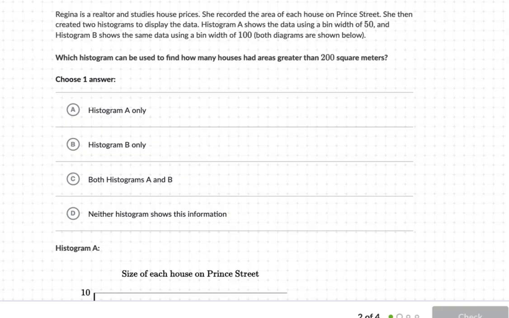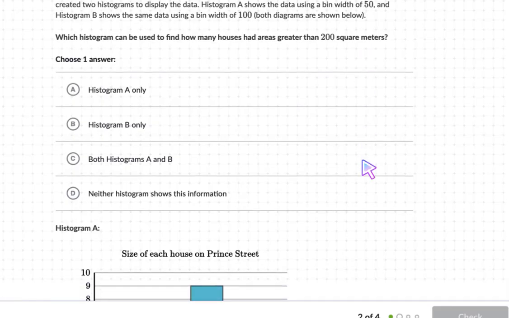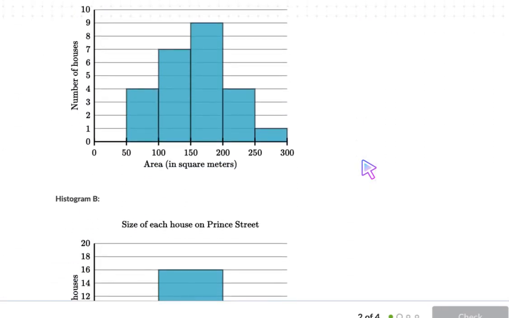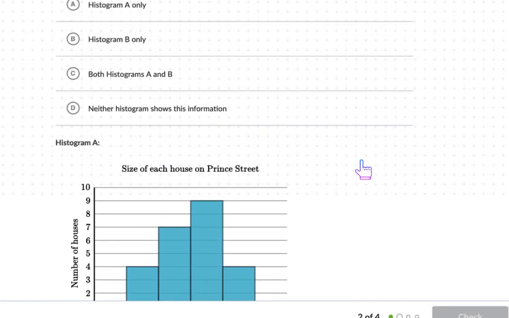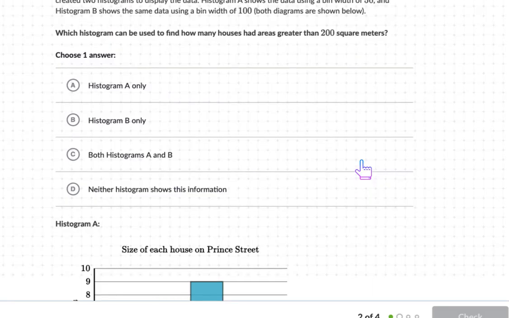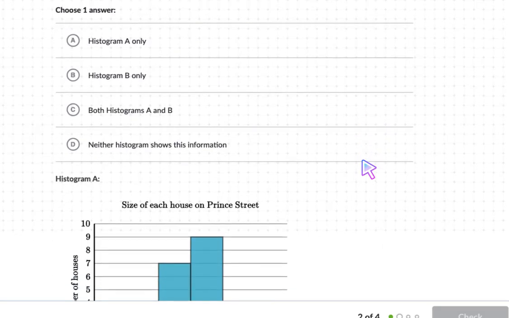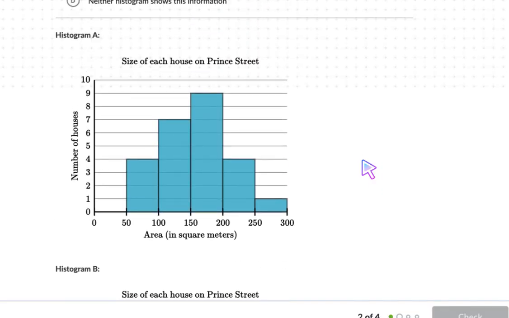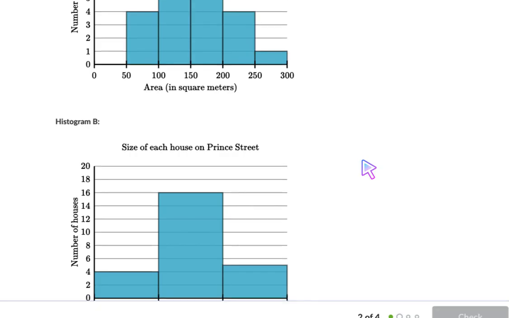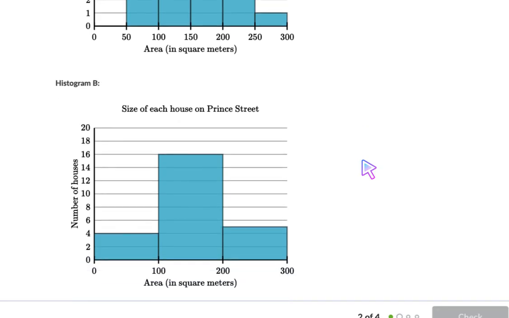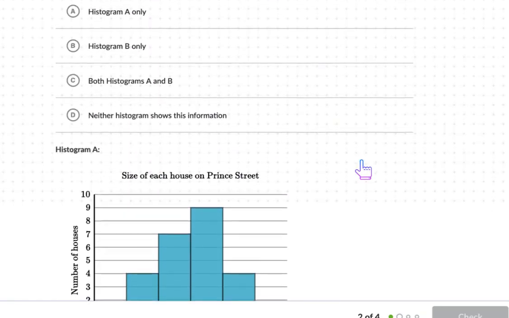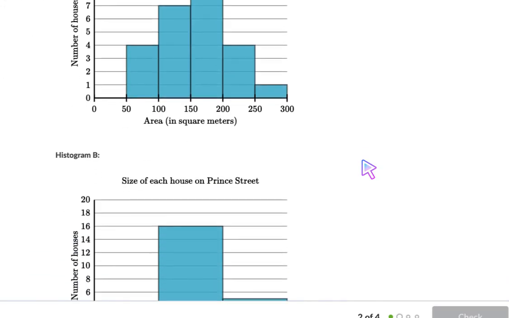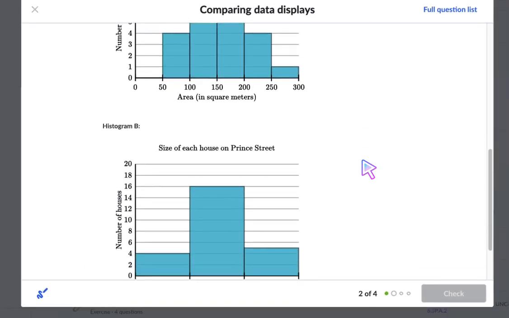So they're asking which histogram can be used to find how many houses had areas greater than 200 square meters. 200 square meters, which one's better? At finding how many houses have areas greater than 200 square meters? Is it histogram A or histogram B? Or it could be both, or it could be neither. Which one would it be?